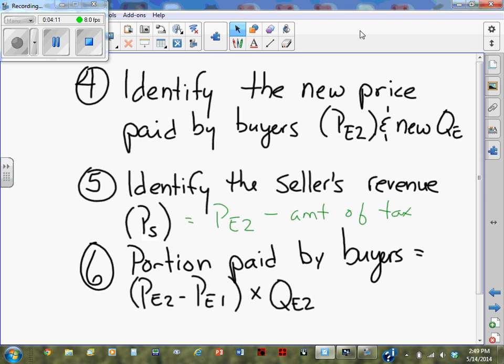The portion paid by the buyers will be the difference between the old selling price and the new selling price, multiplied by the number of units sold at the new price. So it's old price minus new price multiplied by the amount of items sold after the change in price due to the tax. So let's take a look at how that works.